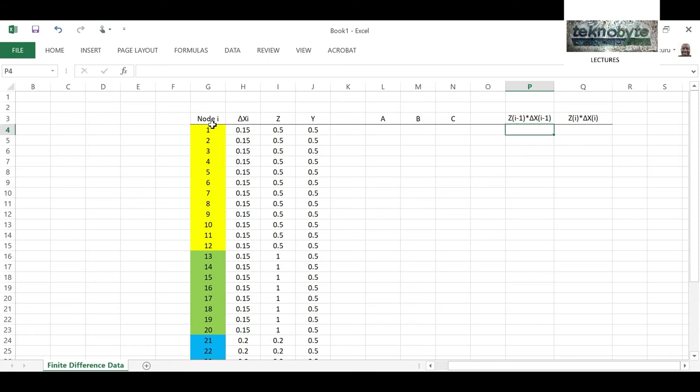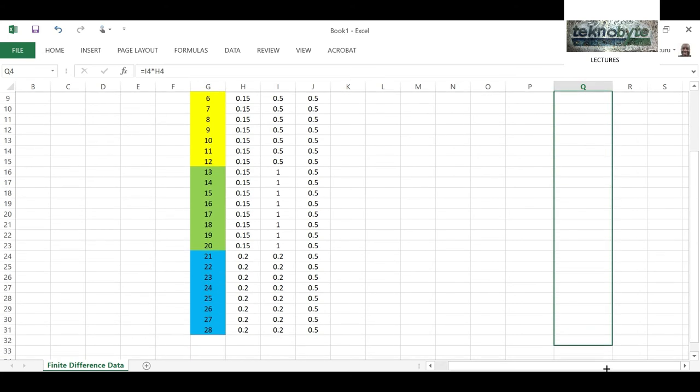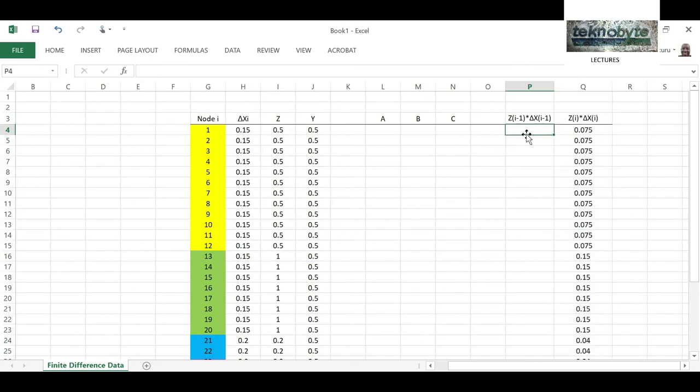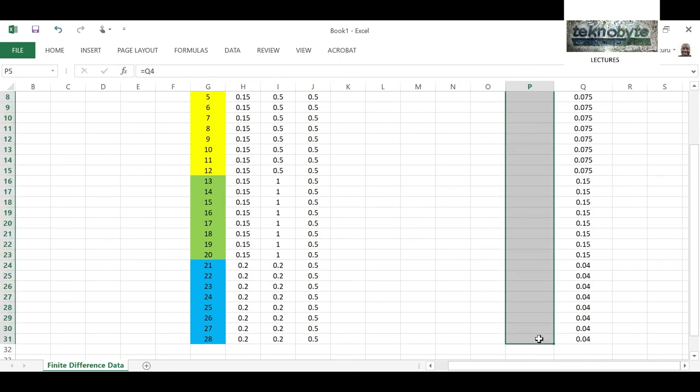Because we start the computations at node 1, we don't have Z0 and delta X0, so we leave this as blank. For this, ZI and delta XI will just be equal to the product of this times this, and this is going to be repeated all the way through to node number 28. For ZI minus 1, we start at the second node. In fact, it is just what we computed previously, and this continues all the way up to node number 28.